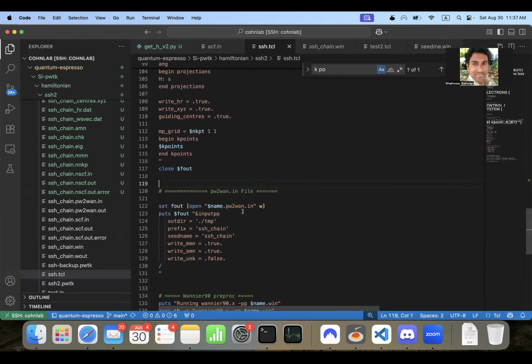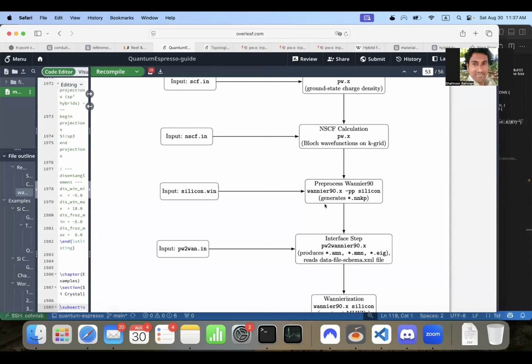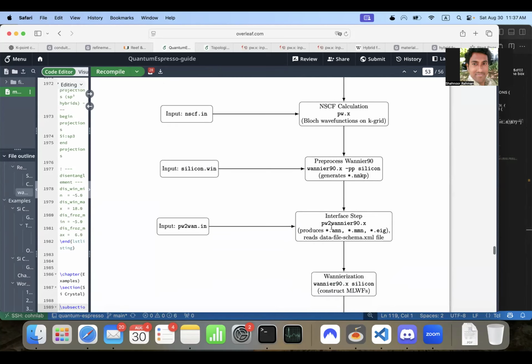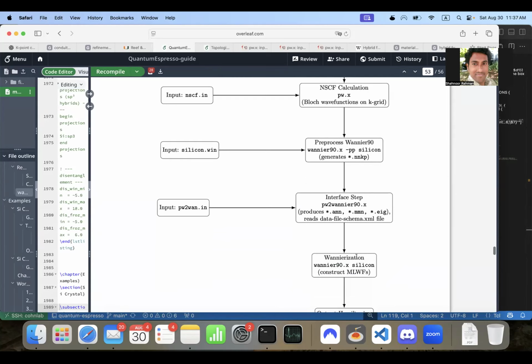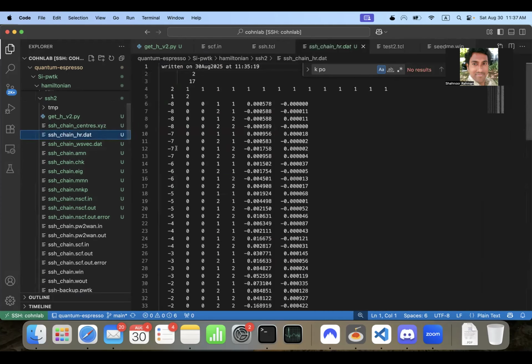And then, I create the pw2wannier input file, which is required for this interface step. So here I have the file format, right? We have scf.in, nscf.in, silicon.win, and the pw2wannier input file for Wannierization, and then finally the final Wannierization. And this is the final command. And if you run that, we have the Hamiltonian.